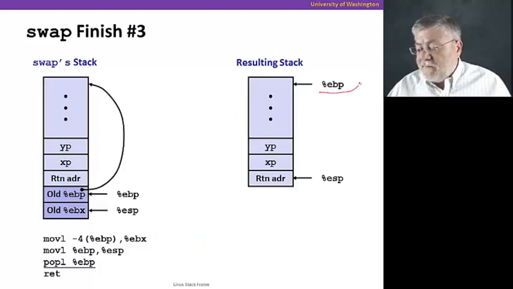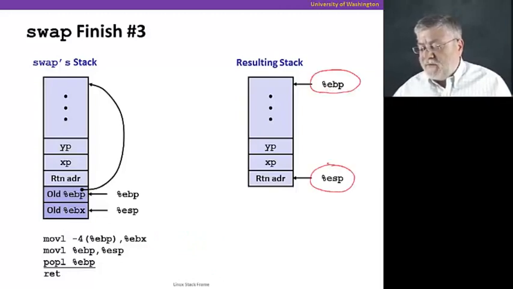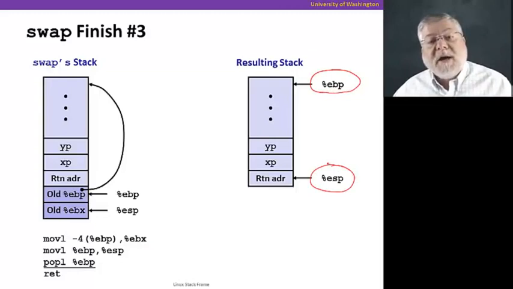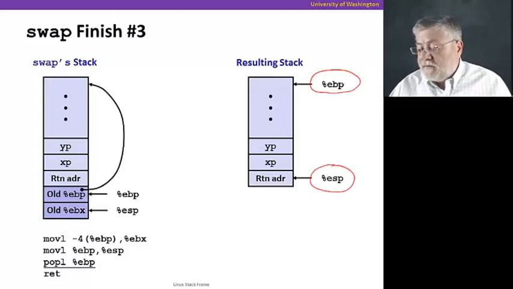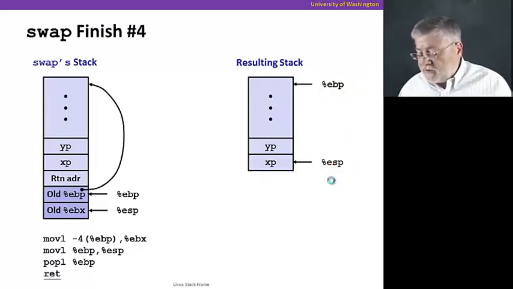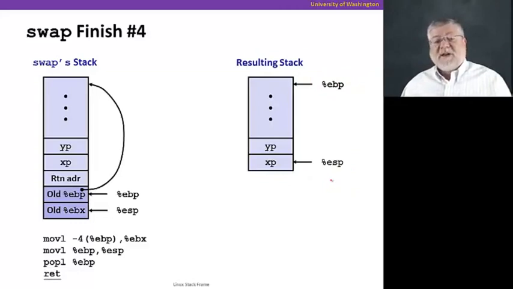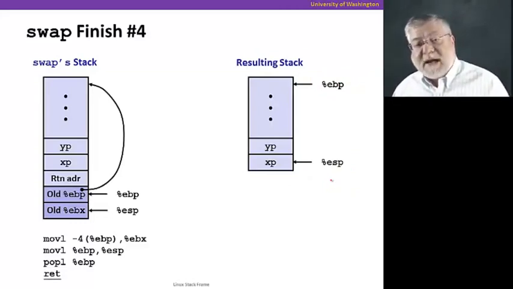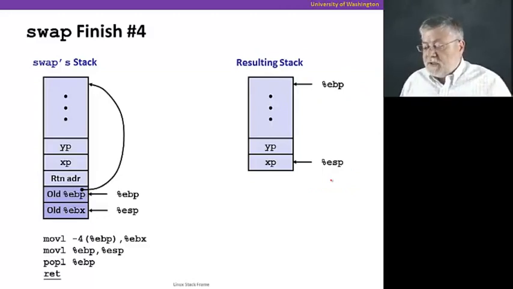So now we're back to the state where we were when we first entered the procedure swap, with the base pointer pointing to the top of the frame for call swap, and ESP to the bottom. At this point, we can execute the return instruction and use that return address that was at the top of the stack, pop that off, and jump to that address, which is the one immediately after the call instruction inside of the call swap function.